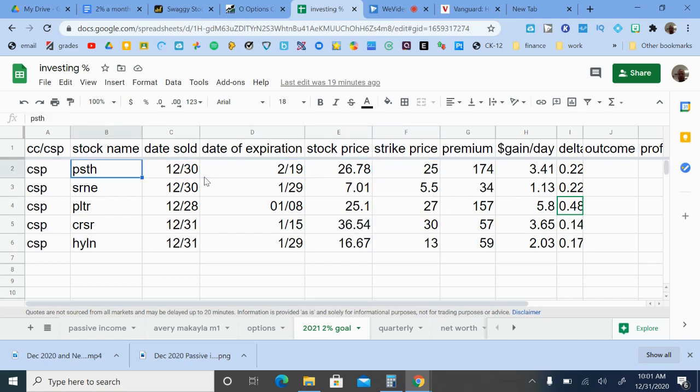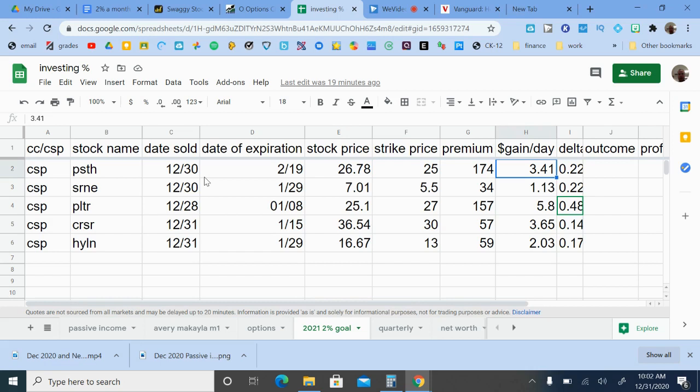So for instance, PSTH: the stock price is $26.78. I sold the strike price of $25. Got to multiply by 100, so that means I need $2,500 in my brokerage account. By the way, I'm not doing anything on margin. This is all in cash that's in the brokerage. Okay, here is the premium amount.